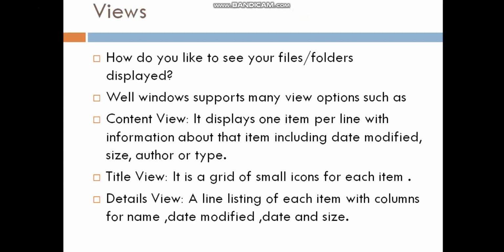Then the second view we have is tile view. What is a tile view? It shows you a grid of small icons for each item. So you get a grid, meaning a group, of small icons for each item. Next we have details view. In details view, what you get? You get a detailed listing of each item with name, date modified, and size.